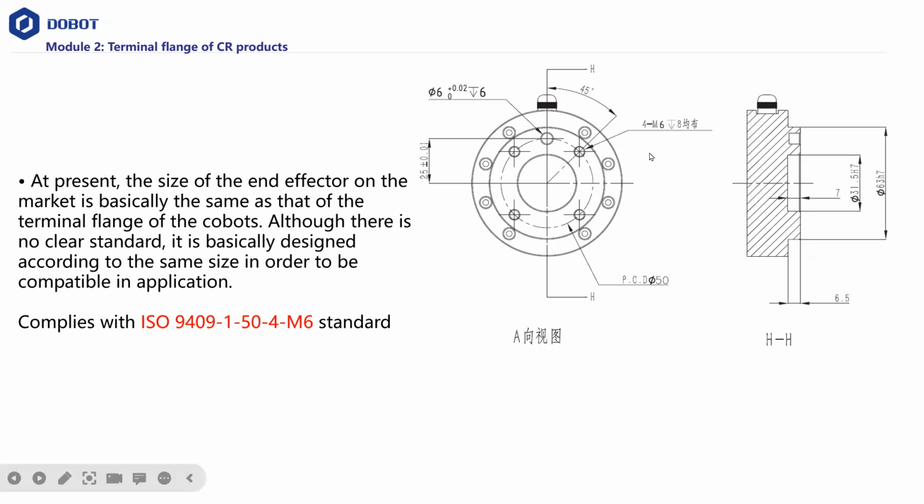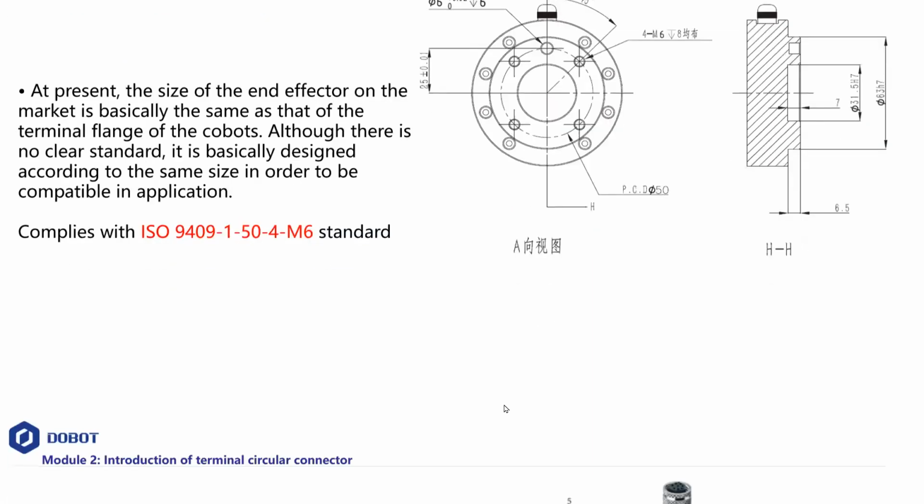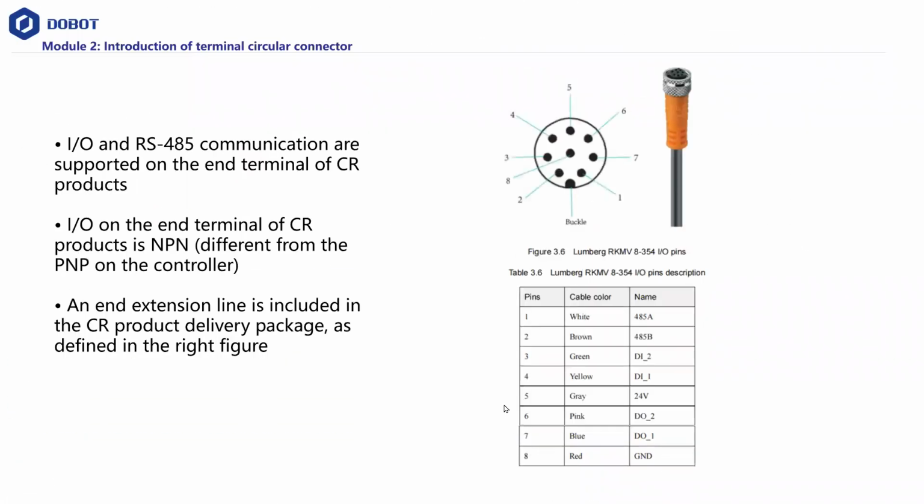So this is the 2D drawing. Okay, and this is the I/O. This I/O has RS485 communication, and it supports the end terminal of the CR product, and the product is NPN. This is important. It's NPN. If you have something that is PNP, that means you might need a relay to transfer NPN to PNP. And this is all the wire you can see.